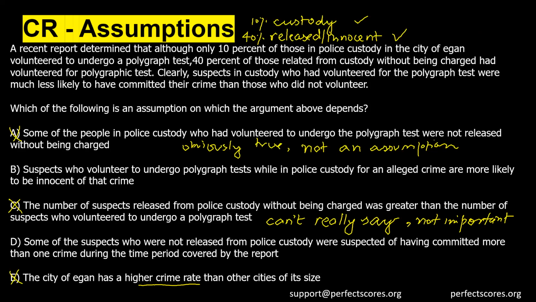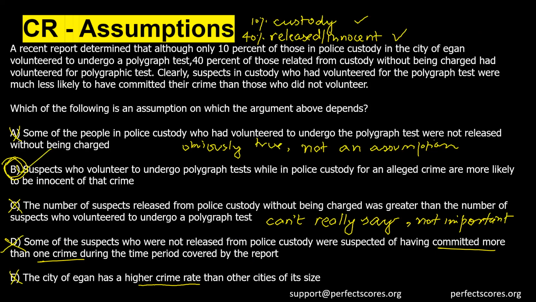B. D. It is actually B. That's what I said, B. Okay, so B is fine because D talks about more than one crime. We are just talking about guilty versus not guilty. So it doesn't matter how many crimes they committed, and that is why D is irrelevant.